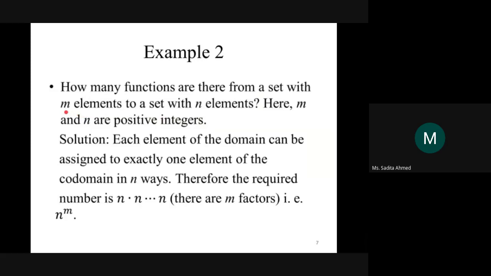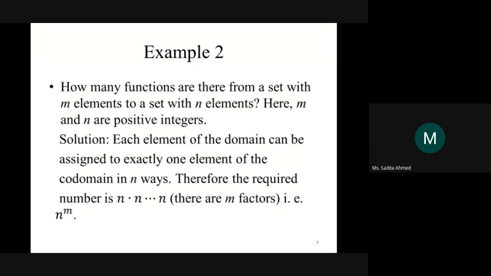M is the number of elements in the domain. N is the number of elements in the codomain. If the number of elements in the domain is greater than the number of elements in the codomain, what does that mean? At one point or the other, you would have to map multiple elements to the same element, so you wouldn't have unique mappings for each of the elements. So if m is greater than n, then there wouldn't be any one-to-one functions at all.